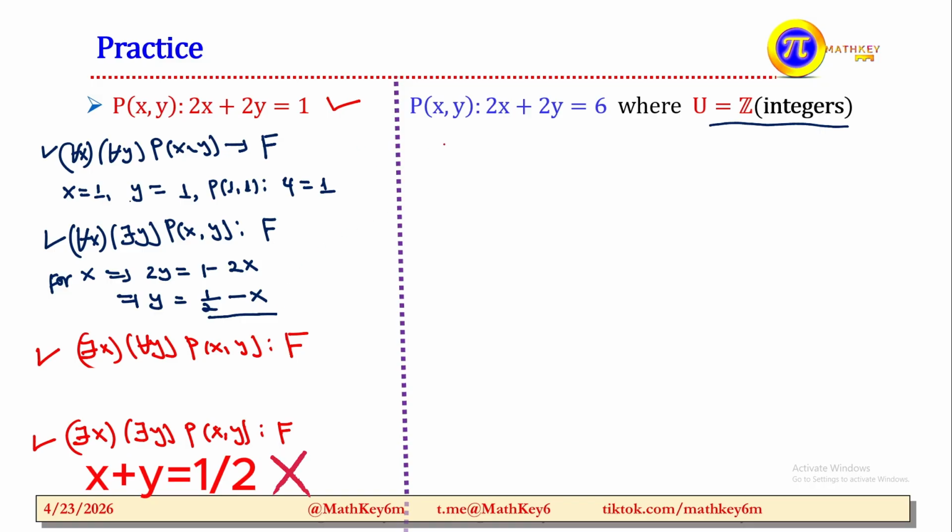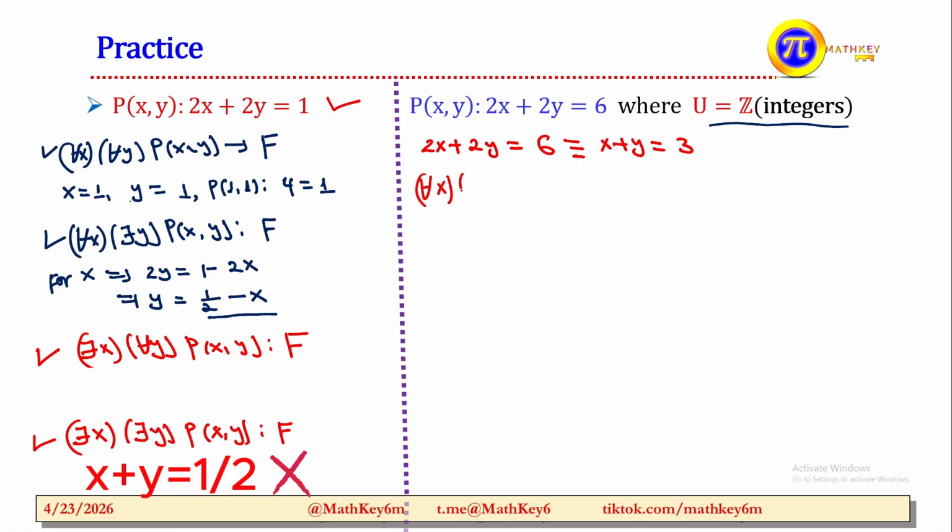Now let us consider the next one. 2x plus 2y is equal to 6. Here we have a common factor, that is 2. So we can divide both sides by 2. This is equivalent to x plus y equals 3. Or we can take it as it is. Now we can check what we can say about the first one.